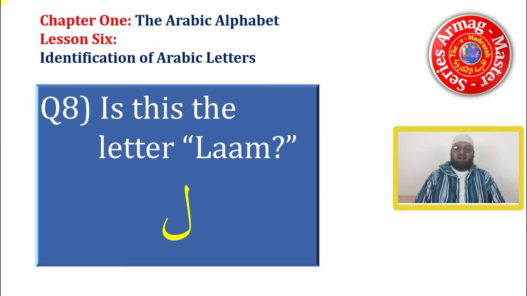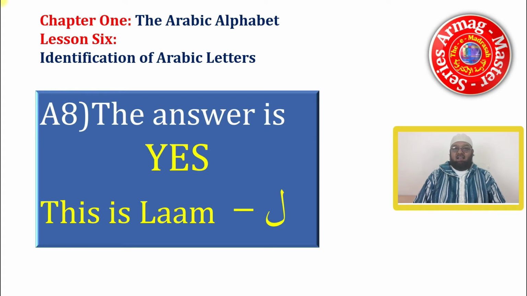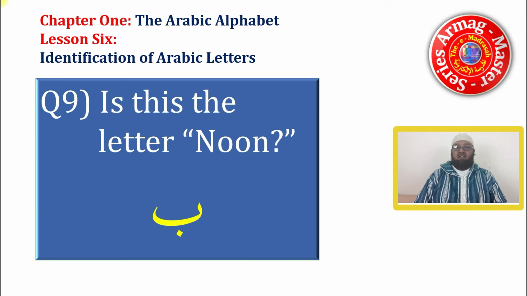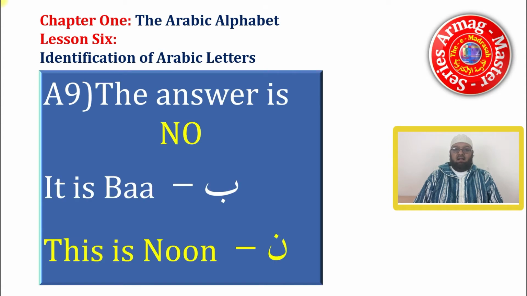Is this the letter Lam? Now, let's see if the answer is yes or no. Is that Lam? Yes. The answer is yes. That was Lam that we have just seen. So this is Lam. Question 9. Is this the letter Noon? Take 5 seconds. The answer for that is no. It is Ba. So that wasn't Noon, that was Ba. Noon is written with the dot on top and a little bit rounder.